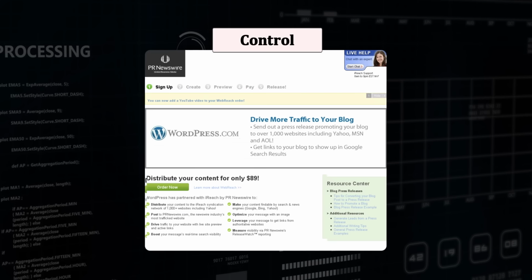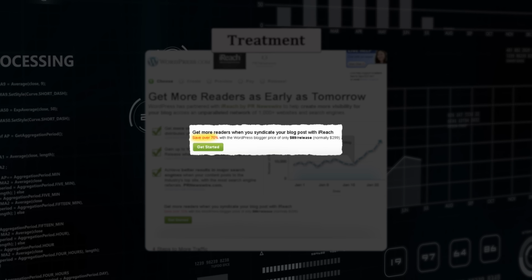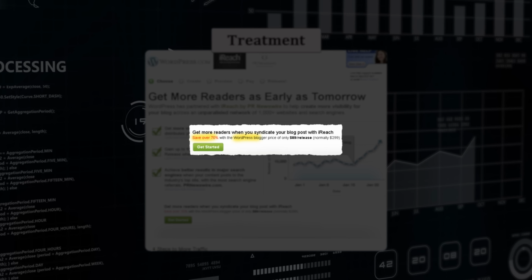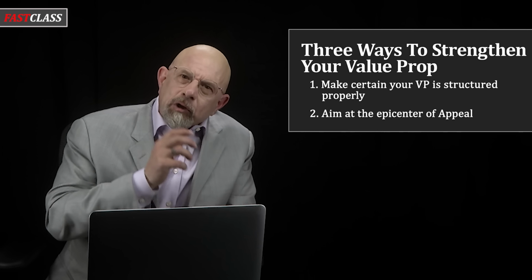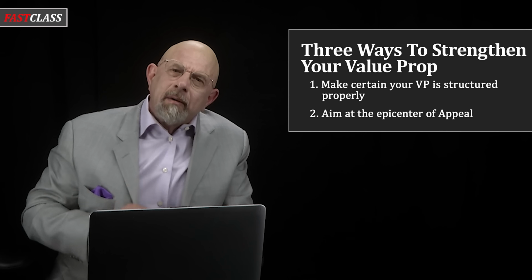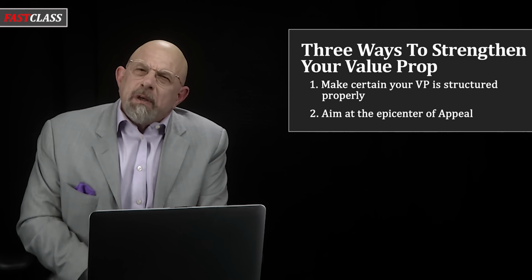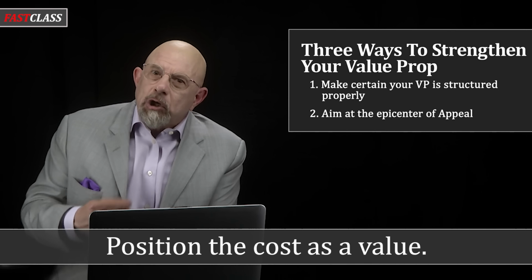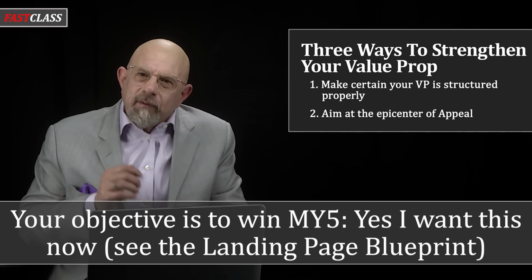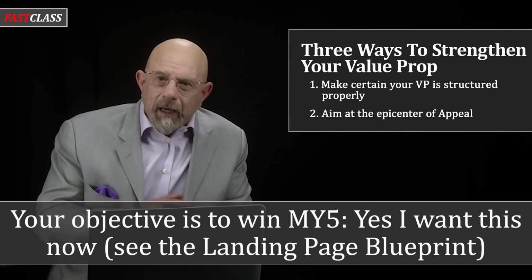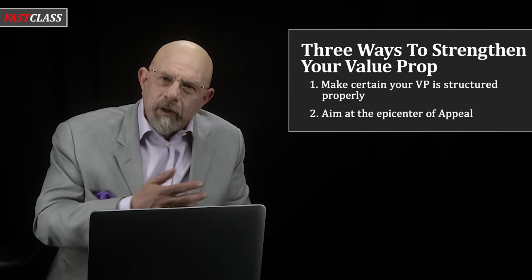It's powerful. The control says distribute your content for only $89. The treatment says save over 70% for the WordPress blogger price of only $89. Look, normally $299. The control emphasizes the cost, but the treatment emphasizes the savings. Are you learning something? In this way, we do a psychological magic trick. The cost becomes a value. Remember, your objective is to win MicroYes 5. Yes, I want this now. And by the way, I'm referencing the MicroYeses in a different order than I will in the end, but we're going to focus in this order to help you learn best.